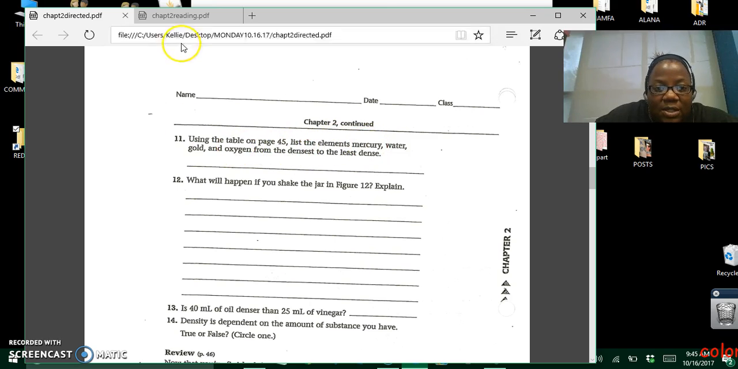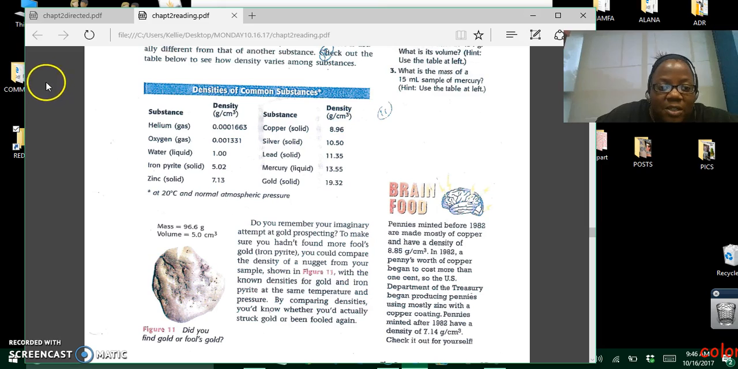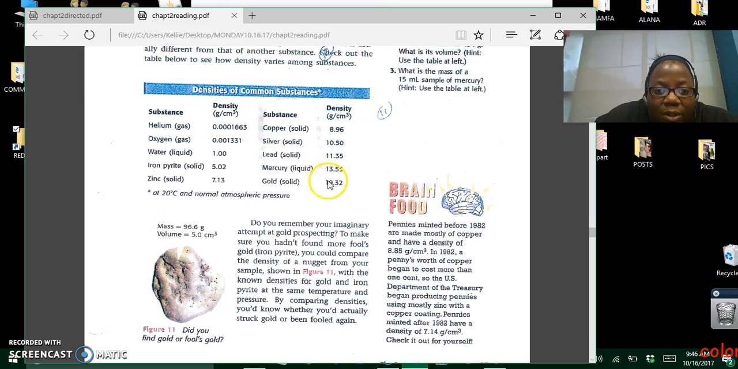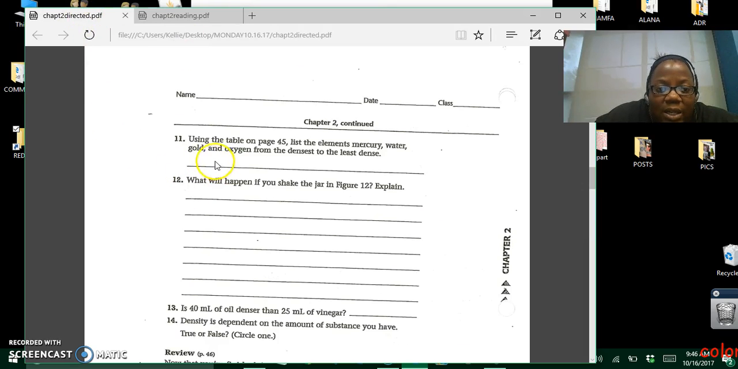So which one is going to be the most dense? Basically it's going to be the one with the bigger decimal number out of those. Gold is the most dense. See that? Then mercury, lead, silver, copper. Then zinc, iron, pyrite, water, oxygen, then helium. Okay, so gold is the most dense.